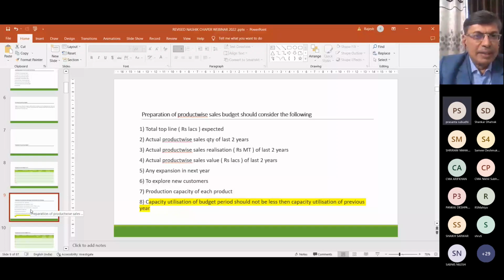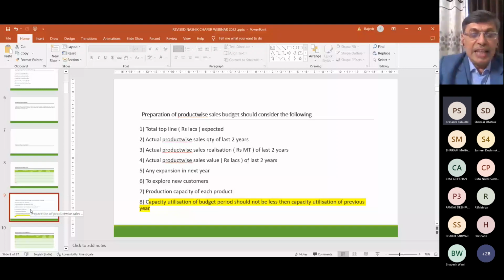Now, when the marketing department arrives at product-wise sales quantity and product-wise sales realization, the following factors are usually considered. First is, what is the top line which is expected? What is the actual product-wise sales quantity and sales realization which has been realized in the last 2 years? That becomes the basic guiding factor for the marketing department to proceed with.